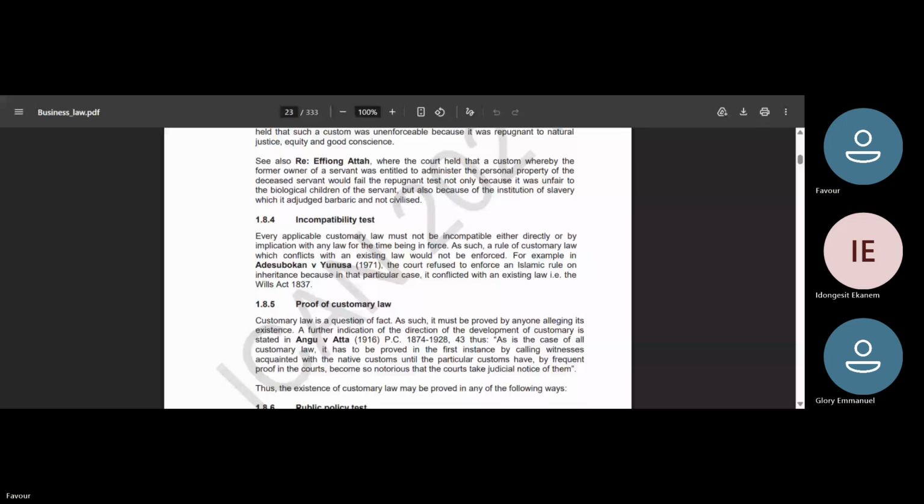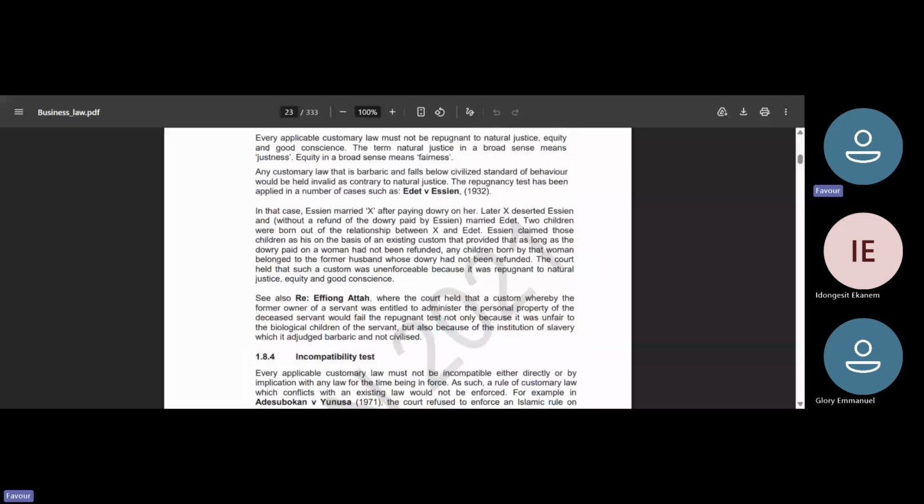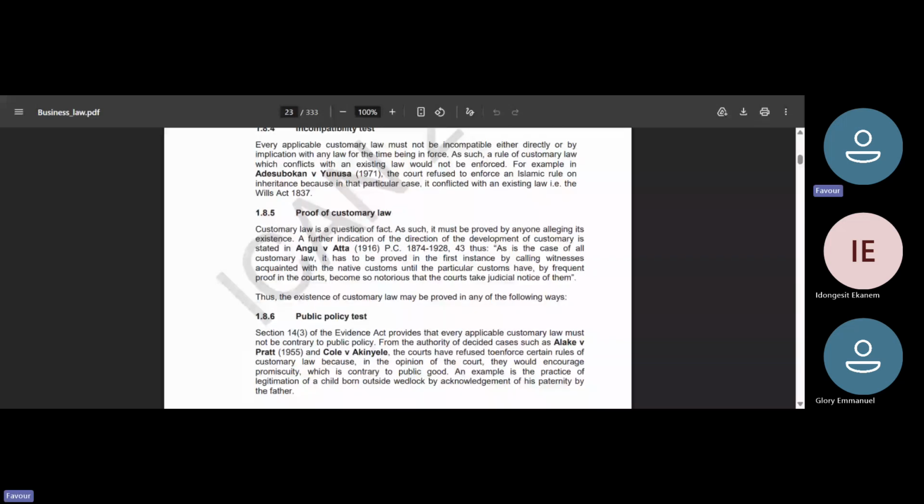The next one is the proof of customary law. If someone wants to enforce a customary law in the law court, he must prove that such a rule exists. So it's not just by coming to say, oh, in my village, this is how it is done. There must be proof that there is actually an existence of such a rule, right? To avoid a lot of things.